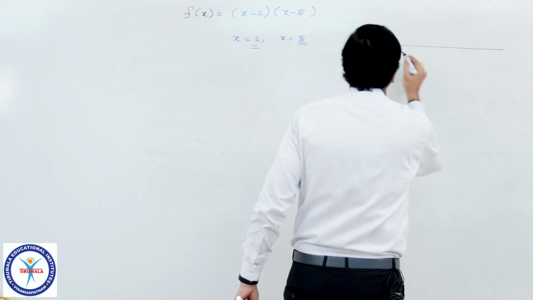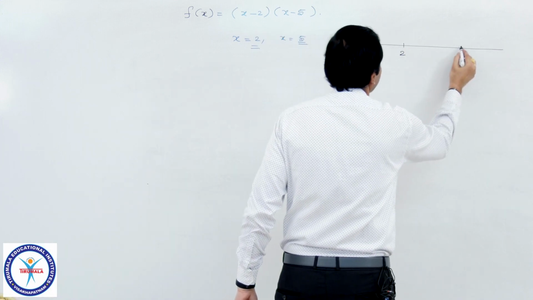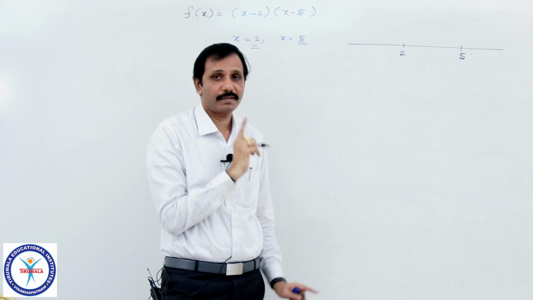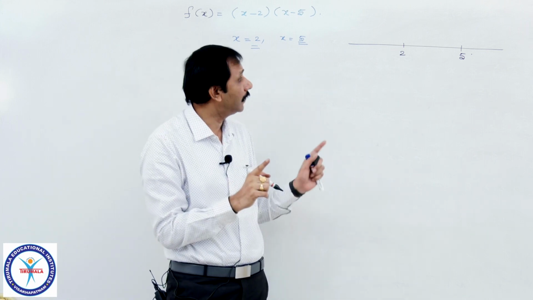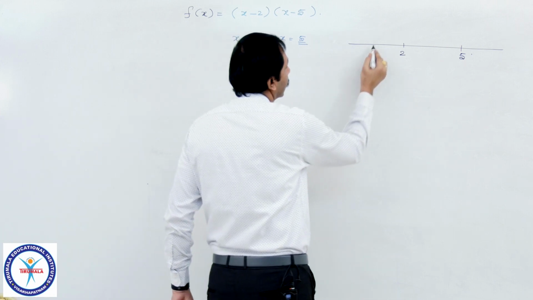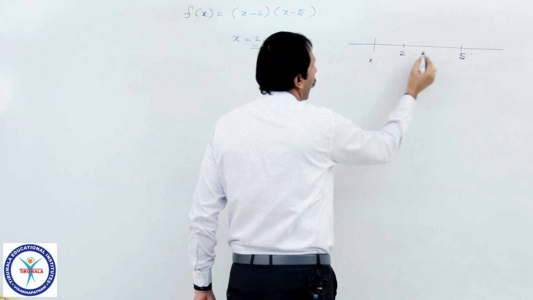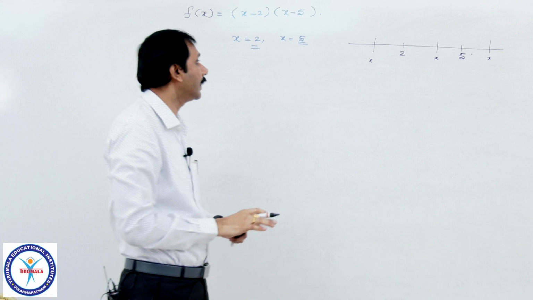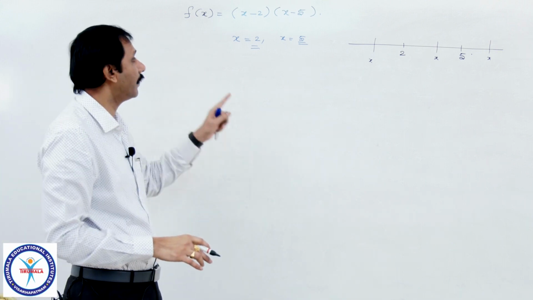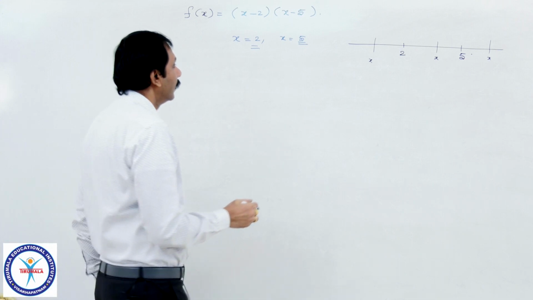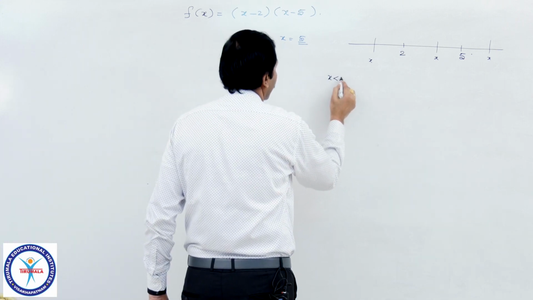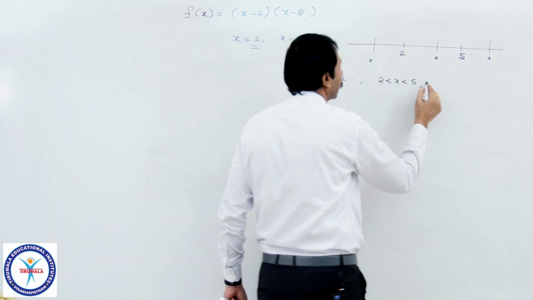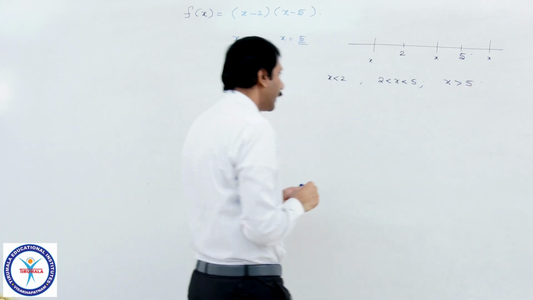What I will do, take a real line and mark these two on this real line, 2 and 5. Now, observe what are the possibilities for x, meaning where that x can lie. x may be less than 2, or x may lie between 2 and 5, or x may be greater than 5. These are the three possibilities. We need to discuss the sign of f(x) for these three possibilities. Here x less than 2, or second possibility 2 less than x less than 5, or third possibility x greater than 5. We will see case by case.